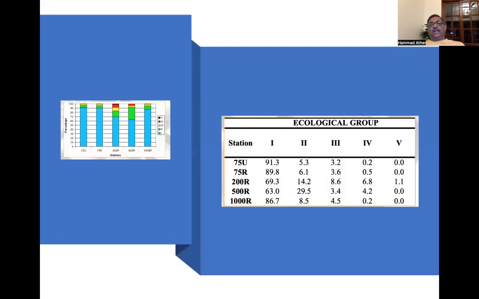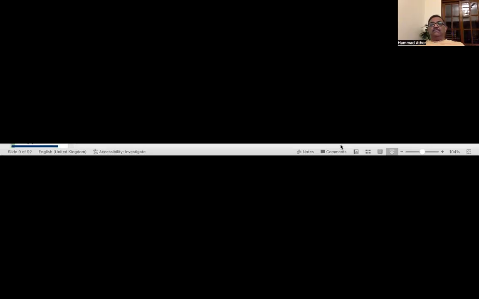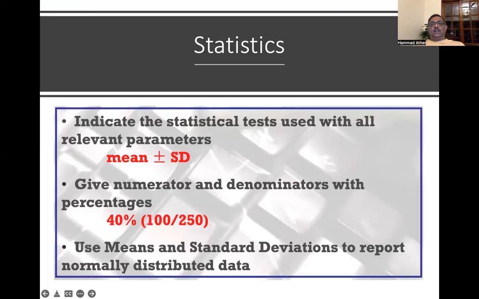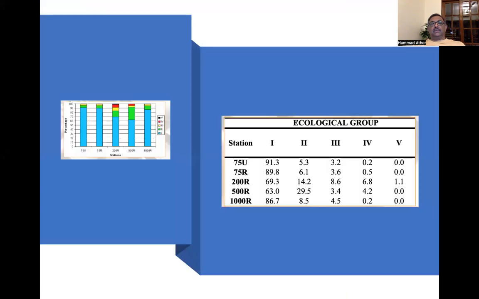So if you look at this graph versus this table, what is more effective? I think this is a question that you need to ask yourself or ask a colleague to look at. It's sometimes difficult to be self-critical. Ask your colleague to say what is better.